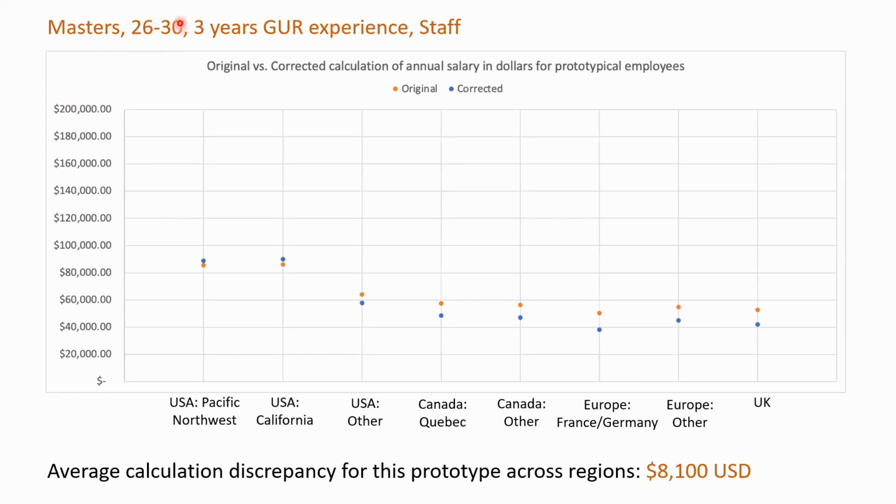Moving along to the more mid-level person, this is someone with a master's degree. They're in their late 20s, been doing games user research for 3 years, and they're a mid-weight staff researcher. Now we can start to see that there is a difference between what the original calculator was giving and the corrected. And on average across all of these regions, that difference was around 8,100 US dollars. Another thing I want to point out here is that the direction of the discrepancy is different. In the West Coast of the United States, these are the 2 highest paying regions, Pacific Northwest and California, the result of the calculation originally was lower than what the model should have been calculating. It's too low. In these other regions in the world, in Canada, Europe, the United Kingdom, the result of the calculator was higher than what the model was actually predicting.